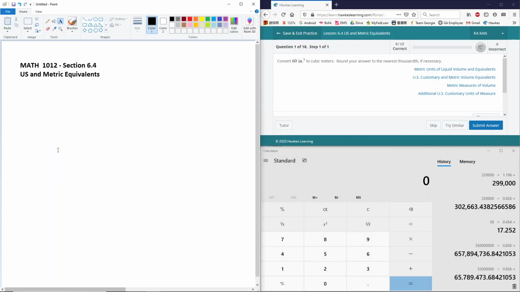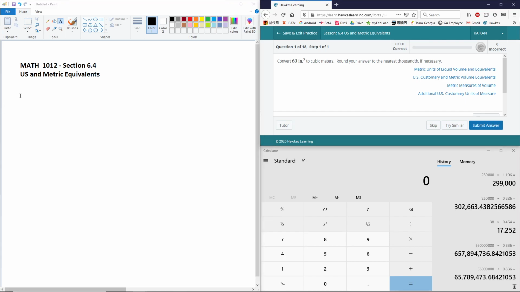So this is Math 1012, Session 6.4, US and metric equivalents. Basically it's just converting from the US system to the metric system. For example, if you've got centimeters, how many inches is that? Now the first question on the right, look at this.